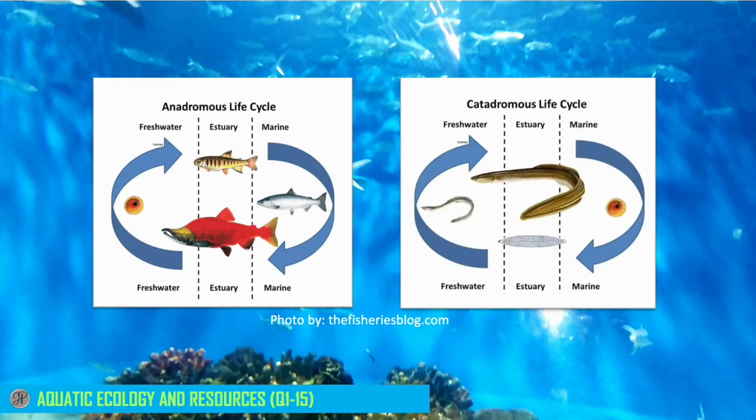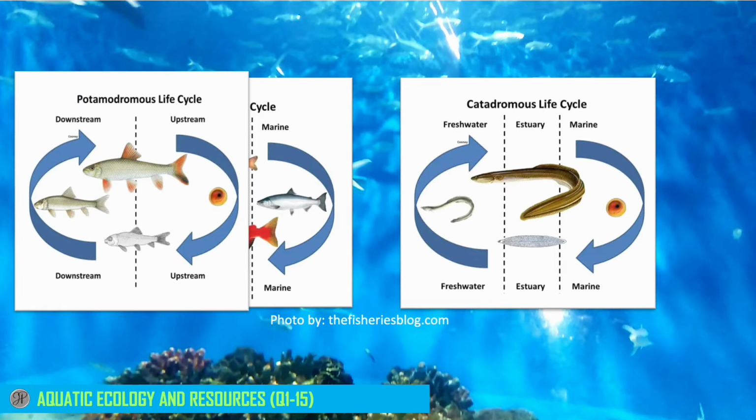Meanwhile, as mentioned by Connie 2013, catadromous fish are born in salt water, then migrate into fresh water as juvenile where they grow into adults before migrating back into the ocean to spawn. Example is the eel. Next is the potadromous fish. Potadromous fish are born in upstream freshwater habitats, then migrate downstream or stay in freshwater as juveniles to grow into adults before migrating back upstream to spawn.